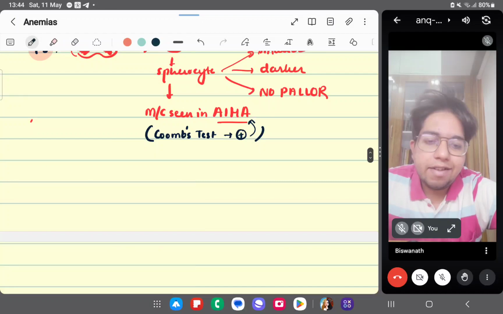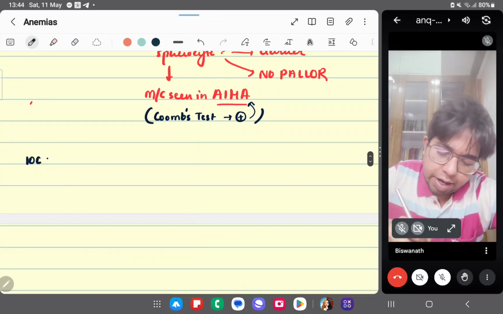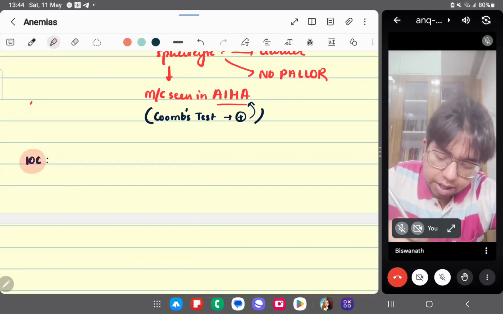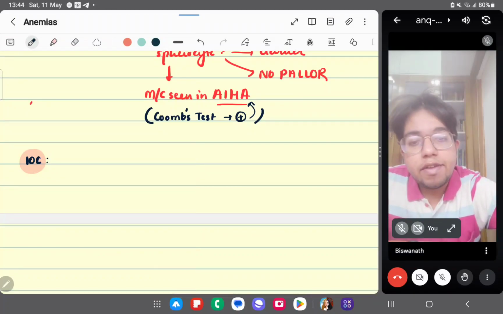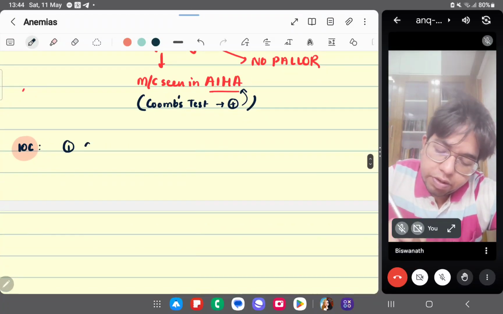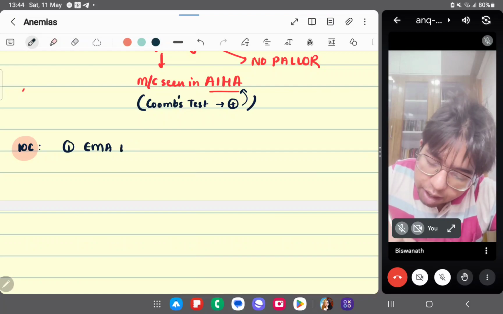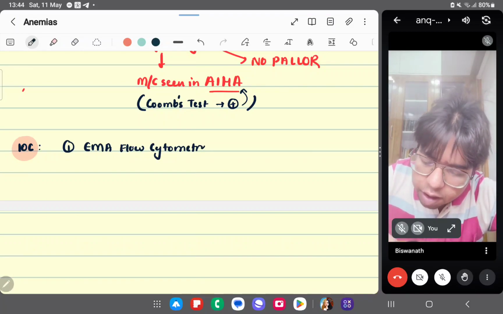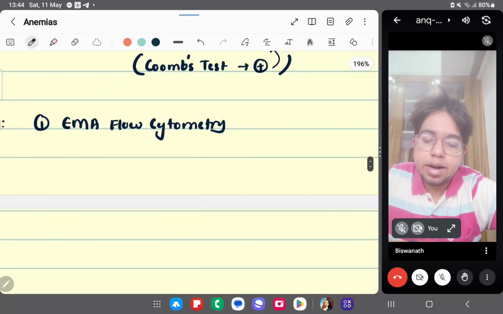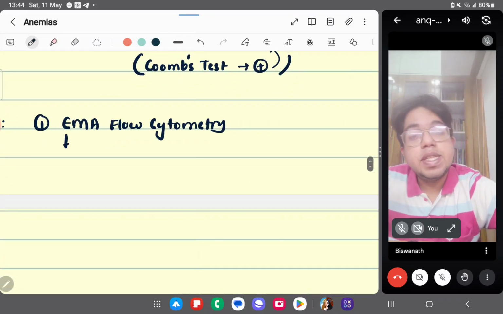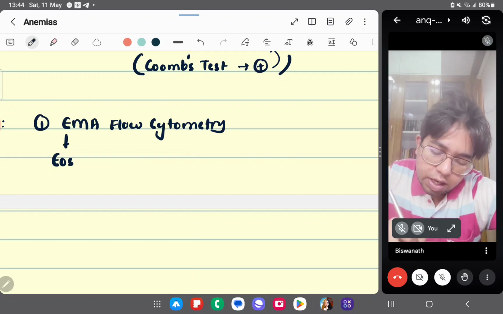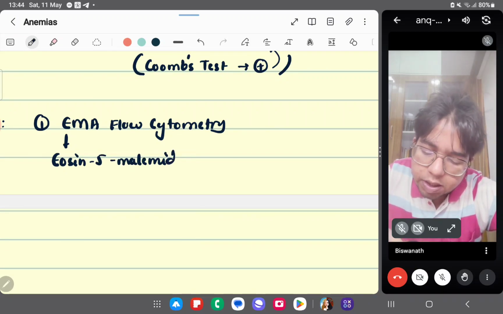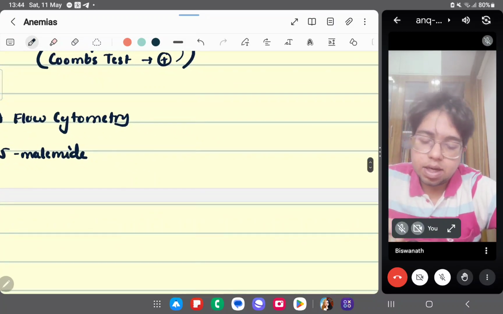So, what is the investigation of choice? Every anemia will have an investigation of choice. How can you investigate the anemia? Basically, we have flow cytometry, most commonly EMA flow cytometry. Very easy. Don't be confused. EMA means eosin-5-maleimide. This is the full form. Just remember, EMA is a dye.